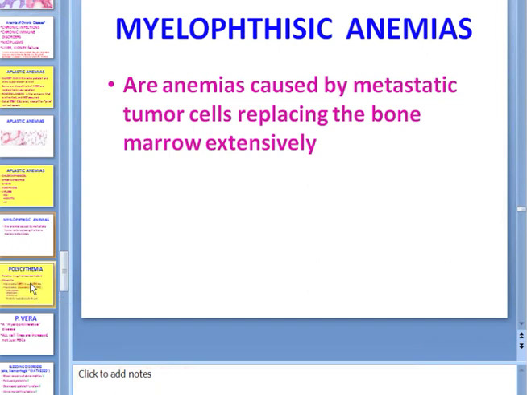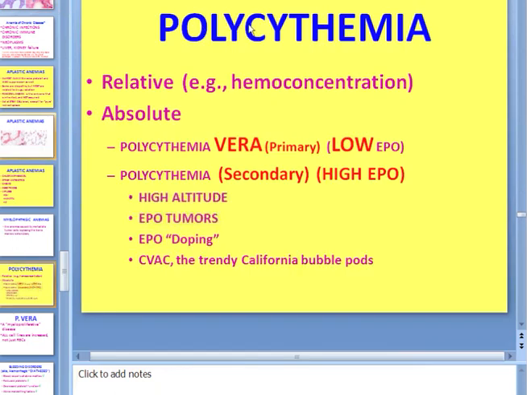And the general word for that is polycythemia. Get it? Poly meaning many, and cytemia meaning cells.